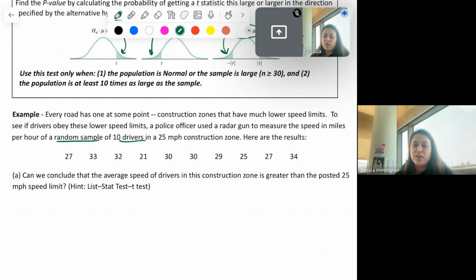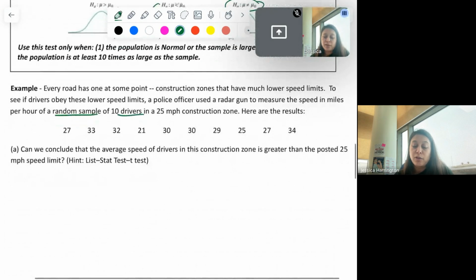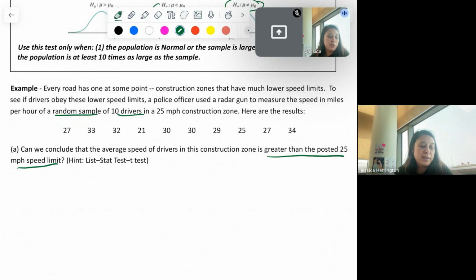So there's 10 different drivers. This is how fast they were going when they were supposed to be going 25 miles per hour. So they want us to answer, can we conclude that the average speed of drivers in this construction zone is greater than the posted 25 mile per hour speed limit? And this is just telling you what you should do in your calculator, but we'll do that in a second, okay? So first, let's write our test down and check all of our conditions, right?